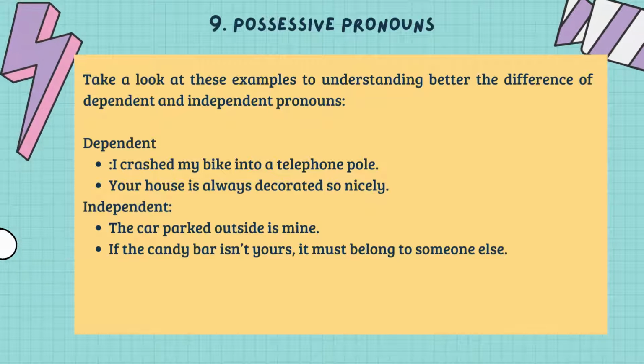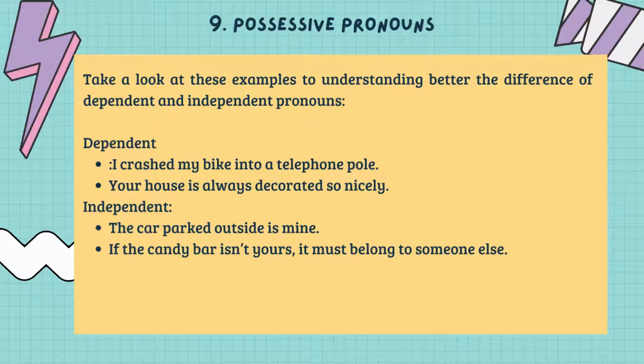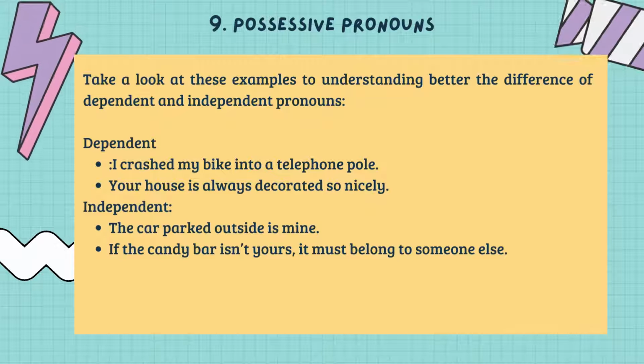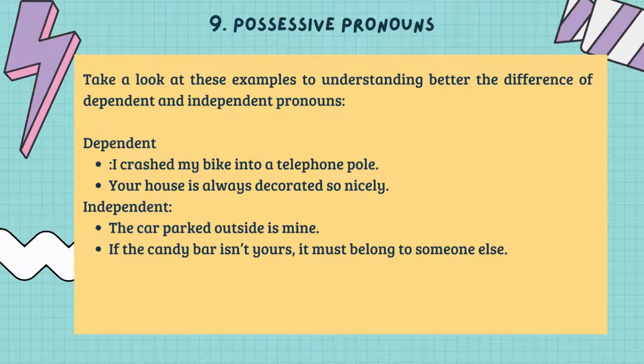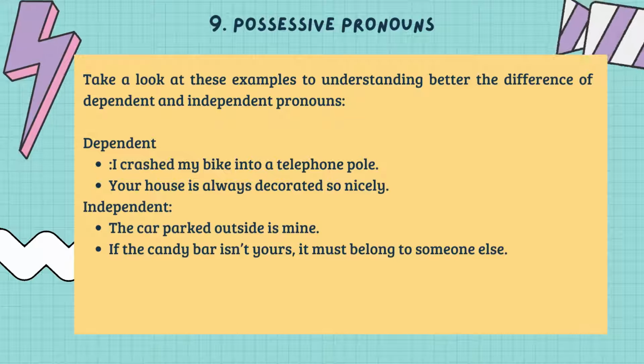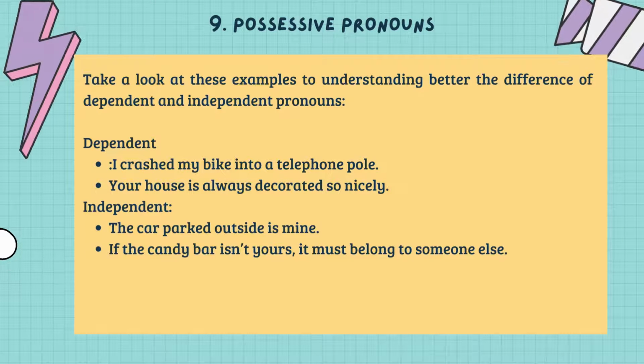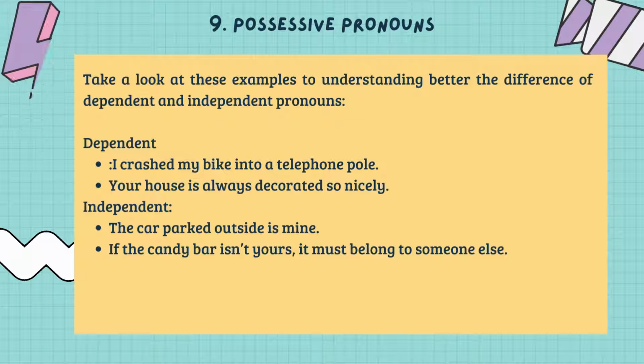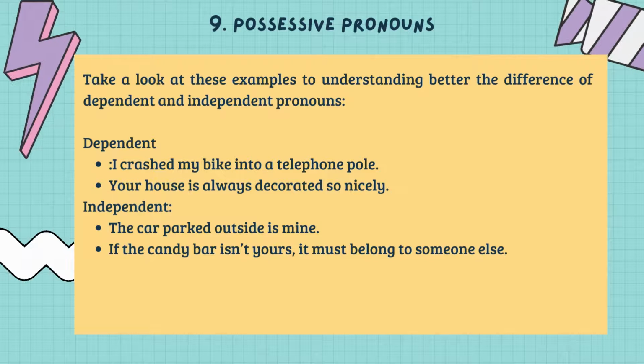For dependent, I crashed my bike into a telephone pole. Your house is always decorated so nicely. For independent, the car parked outside is mine. If the candy bar isn't yours, it must belong to someone else.